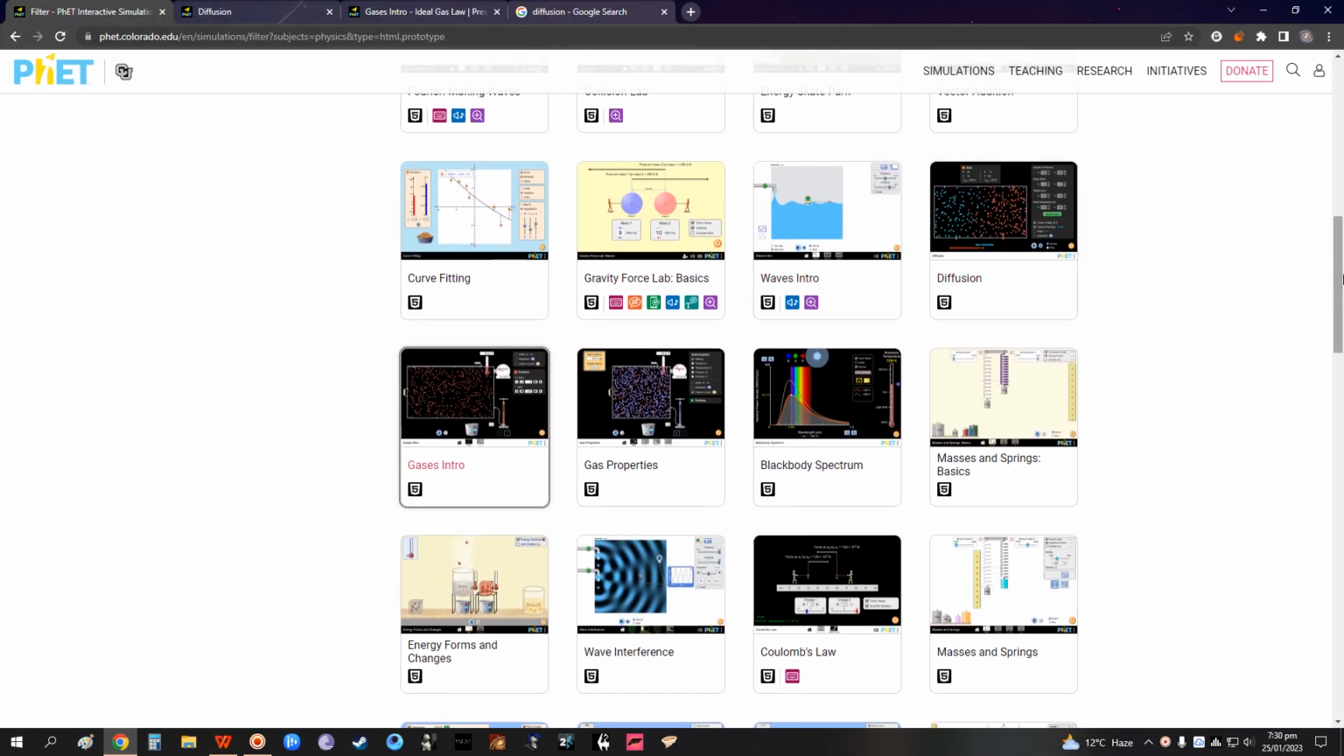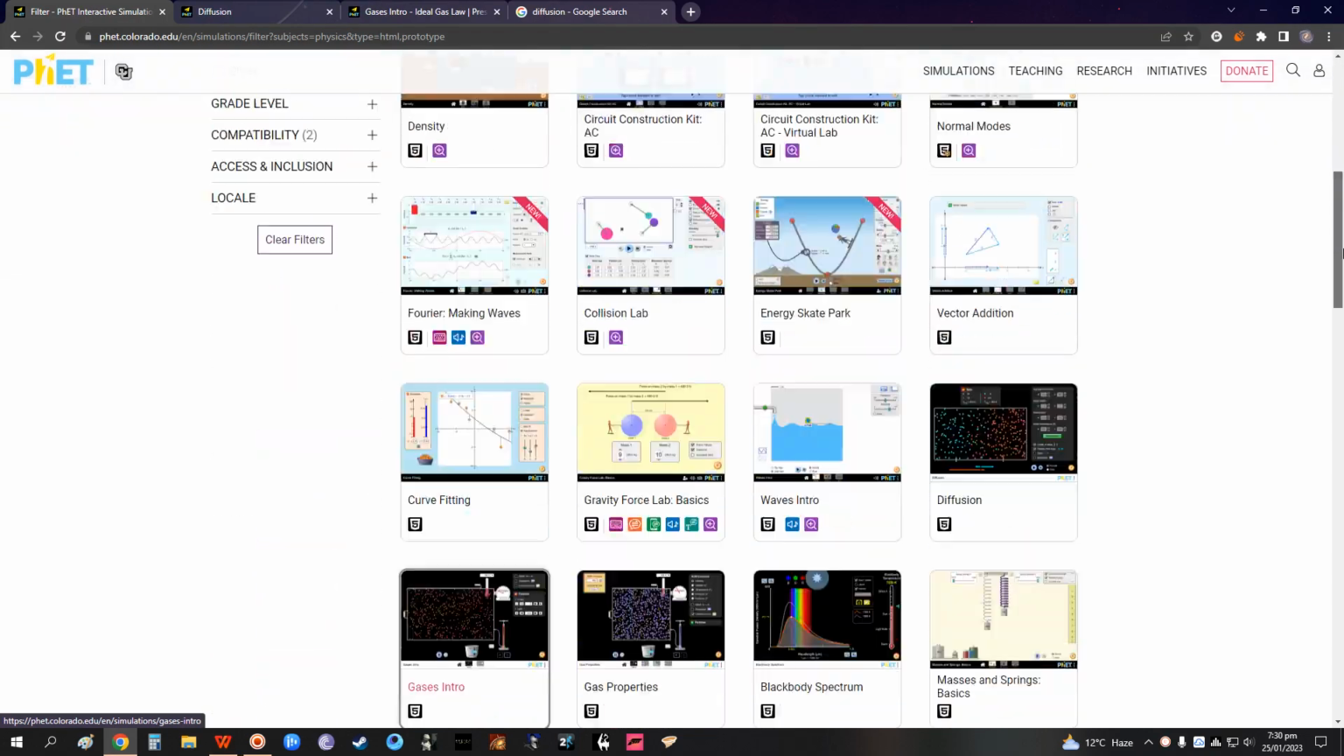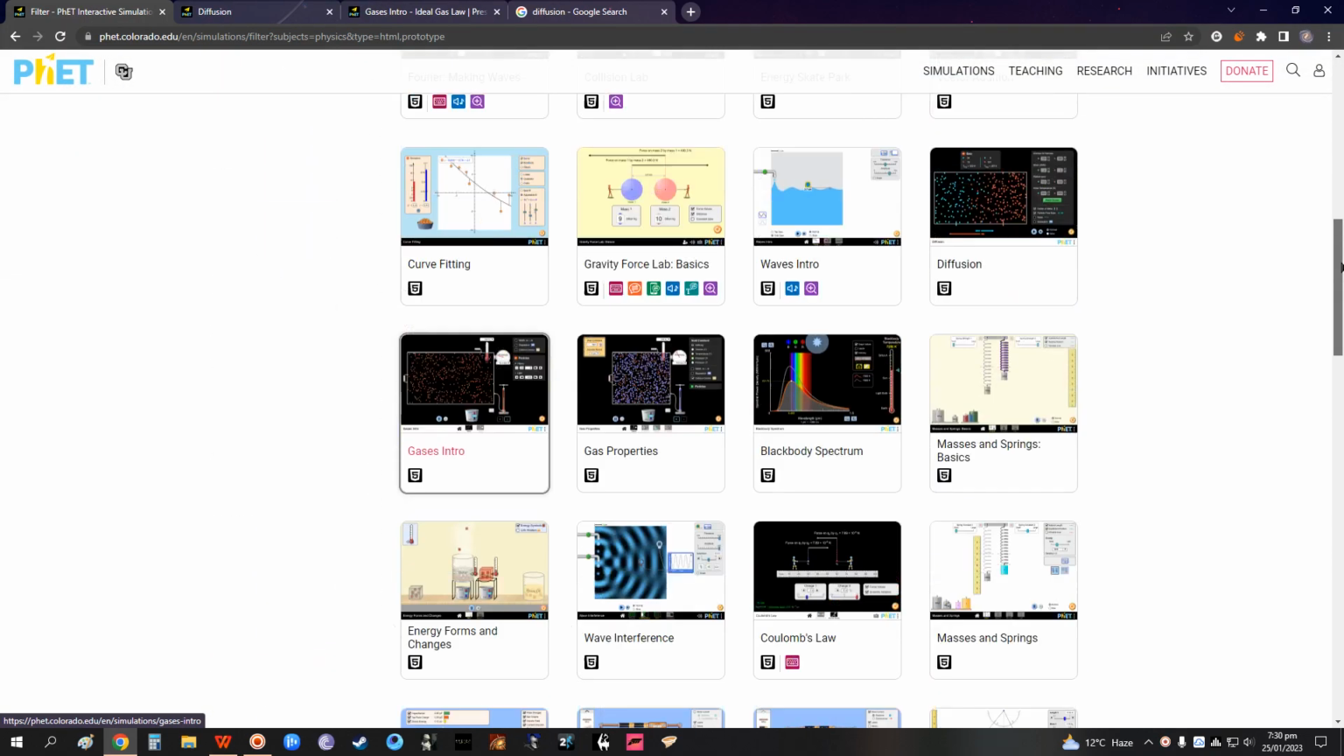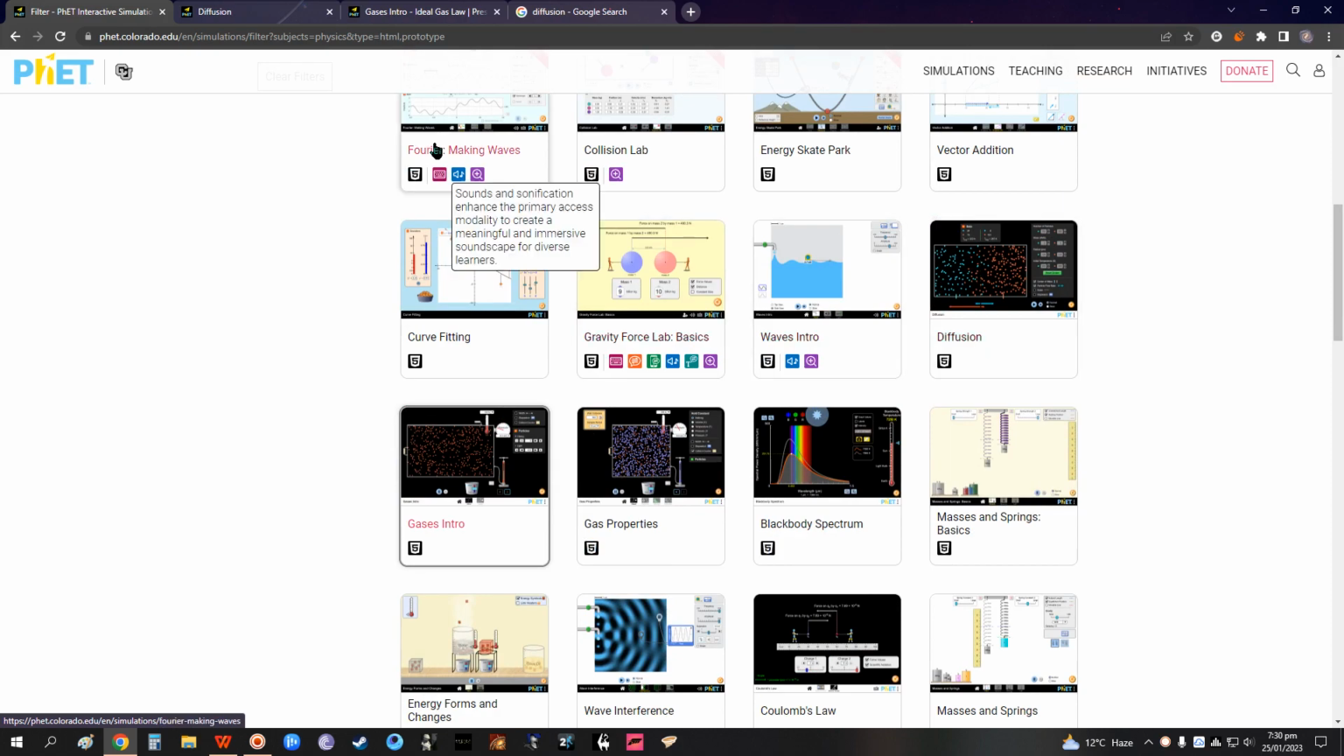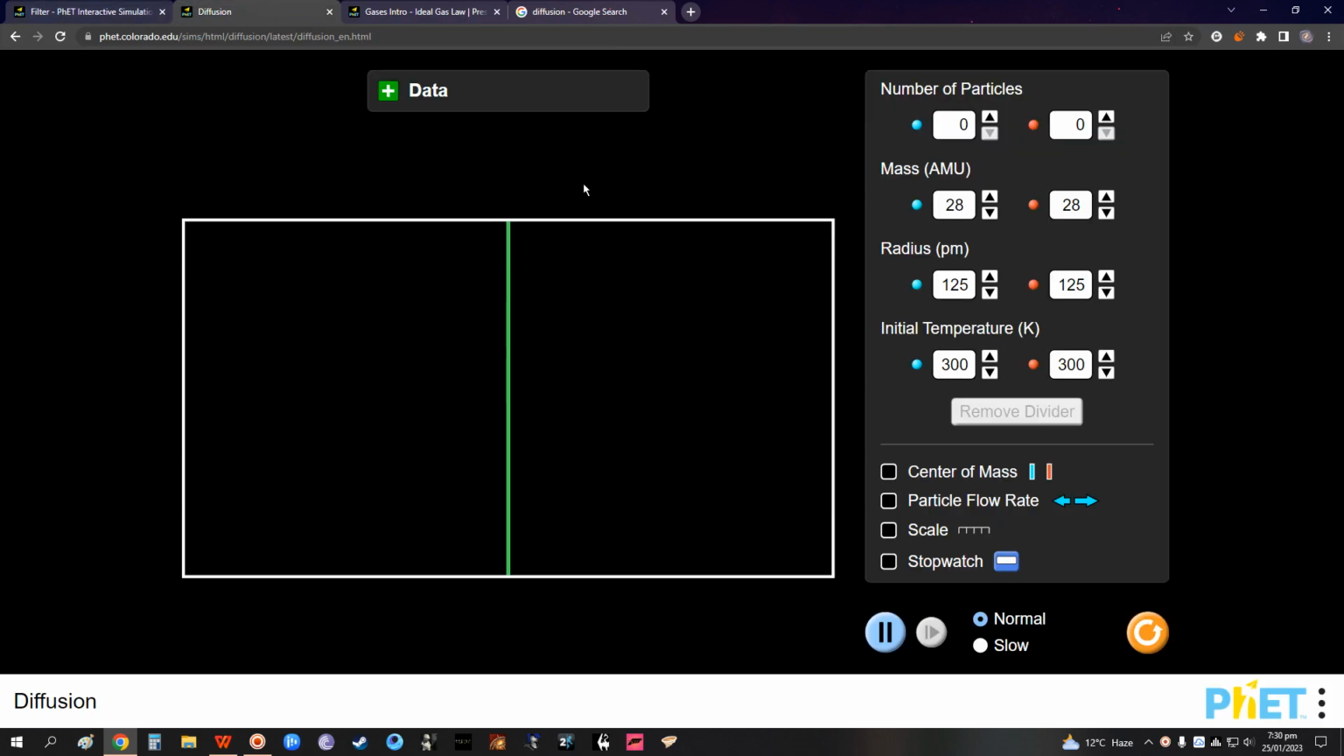So for that we're going to go to the physics simulations. In physics simulations you're going to find diffusion. Once you open that up, you're going to end up on this simulator, right? Now, as of start, we are going to look into just one gas. So there's one blue gas over here, or blue fluid, and then we have a red one, right? So I'm just going to start with the red one. So over here we have 10 particles, right?